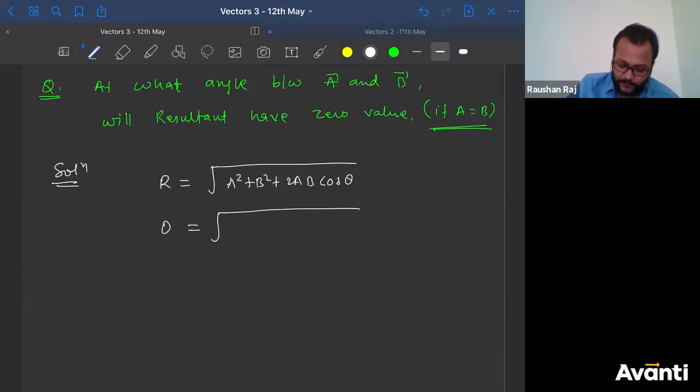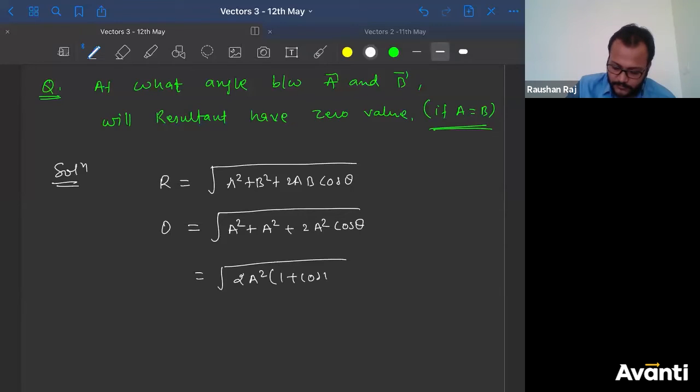Now, what is the magnitude of A and B? They are the same. So A square plus A square. Let us consider both of them having magnitude A, plus 2A square into cos theta. I don't know the value of theta, so I have to find it. So I can say this as square root of 2A square into 1 plus cos theta. Can I write like this? I have taken 2A square out because this will give us 2A square, and this will give us 2A square cos theta. So if I take 2A square out, I'll get 1 plus cos theta.